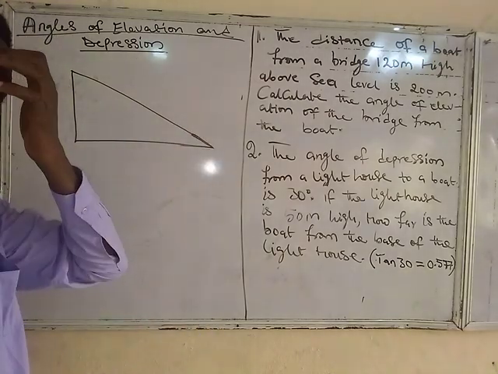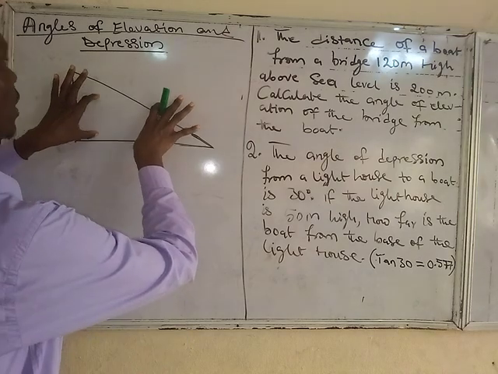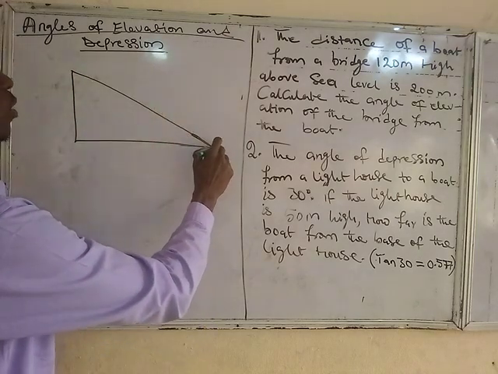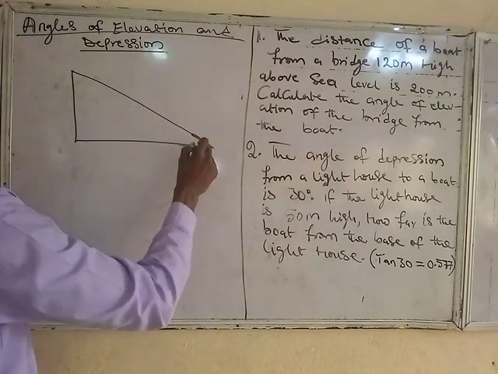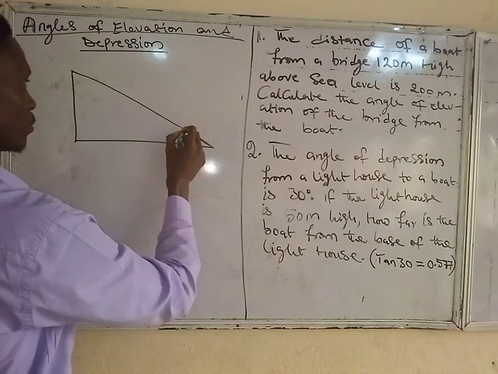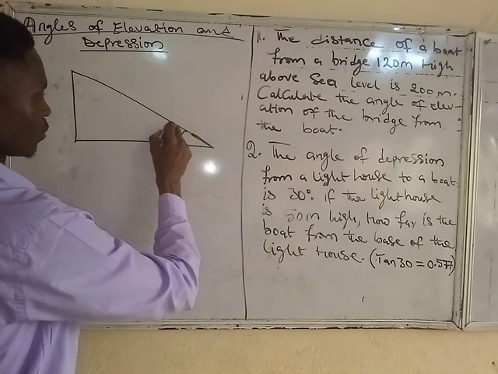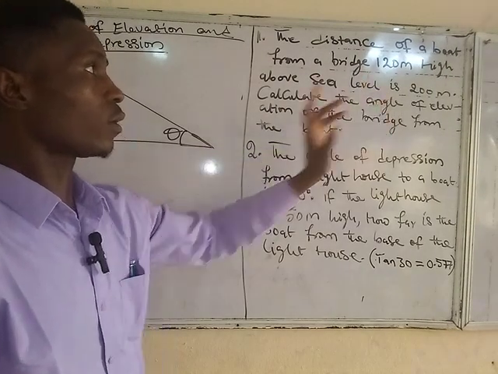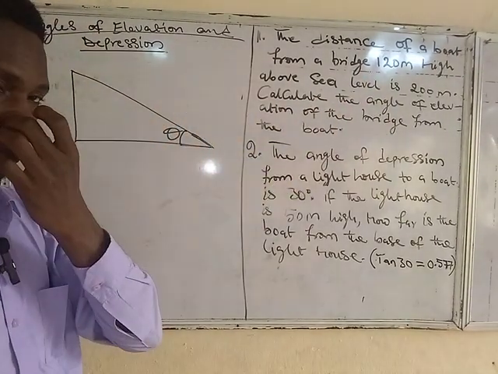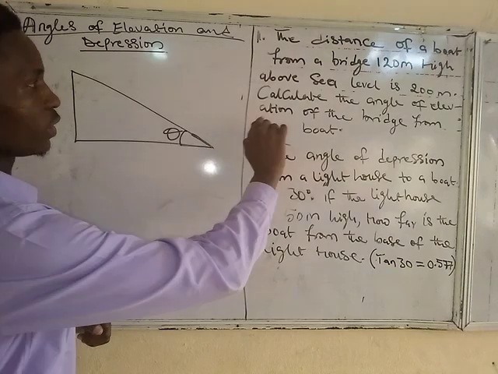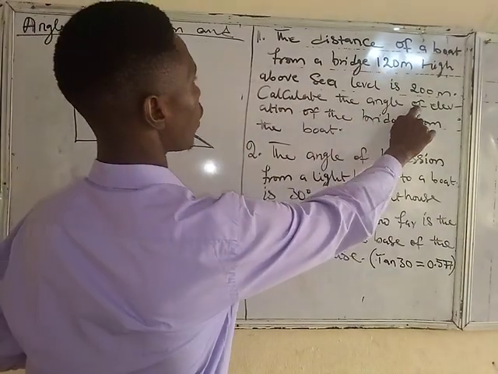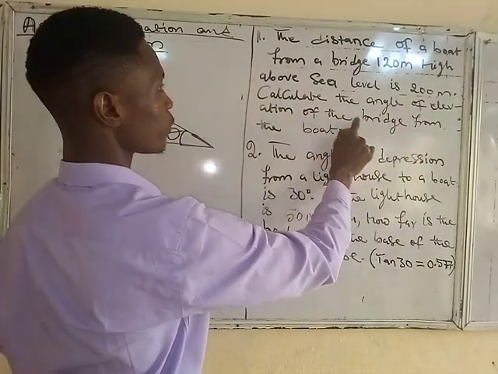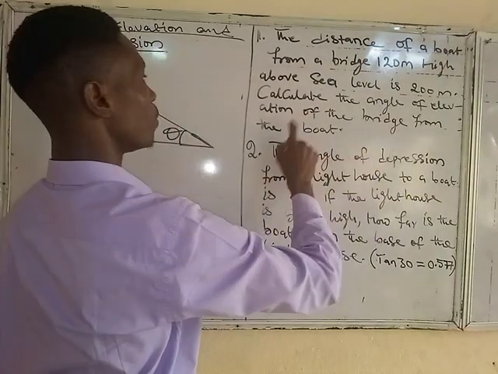Okay? So if you draw it in this form, this becomes the angle of what? Elevation. This way. So let's call this theta. We are trying to explain this question now, or interpret the question. So the question says calculate the angle of elevation of the bridge from the boat.